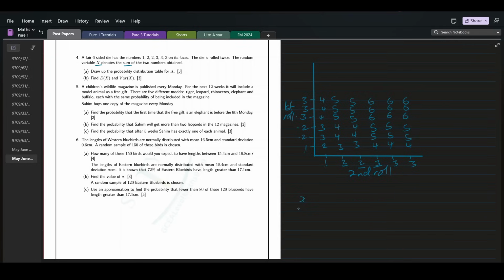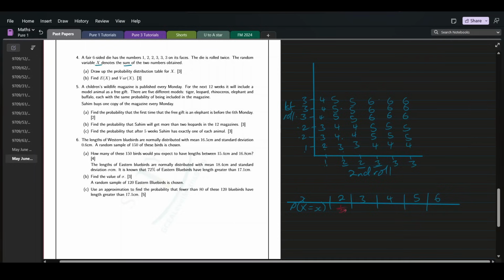Okay, so we have X and then the probability that X is equal to x. So let's draw the cells here. And what are the possibilities that we have? We've got 2, 3, 4, 5, 6. So the probability of getting a 2, we've got a 2 here. That's 1 out of our total possible outcomes, which are 36.